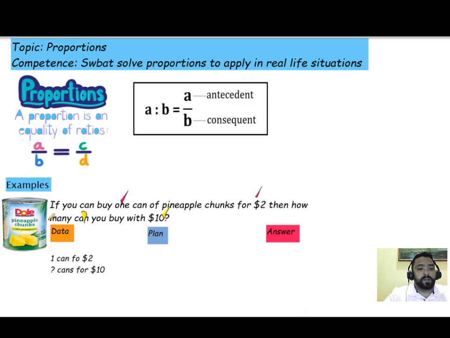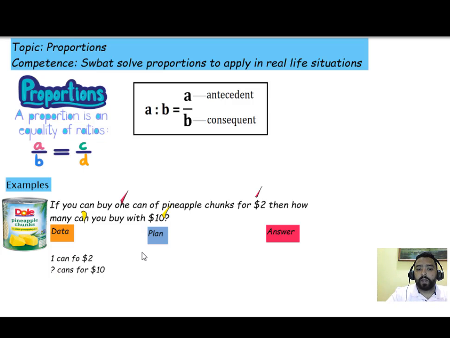So for example, we have example number 1, which is talking about pineapple chunks. If you can buy one can of pineapple chunks for $2, then how many cans can you buy with $10? We already know that one can of pineapple chunks costs $2, and we need to know how many cans you can buy with $10. So first we are going to work with our data, which is one can for $2 and the quantity of cans that we don't know for $10.